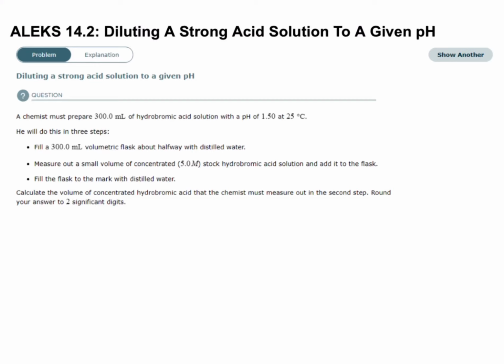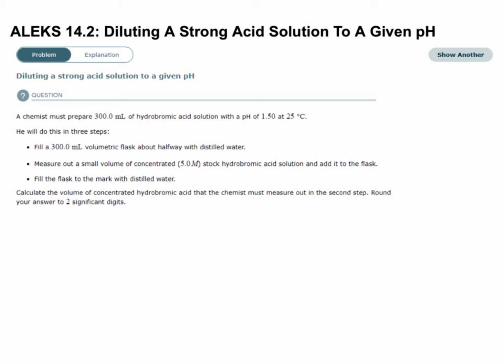We're going to work on an ALEKS problem that deals with diluting a strong acid solution to a given pH. In this example, a chemist must prepare 300 milliliters of hydrobromic acid solution with a pH of 1.50 at 25 degrees Celsius. He will do this in 3 steps.